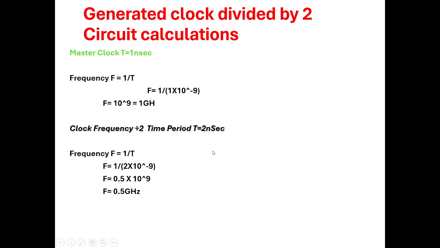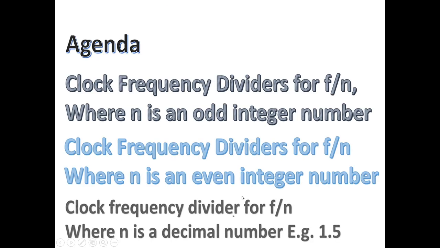So this is a simple example, taking f equal to 1 by T. Say the total master clock period is 1 nanosecond. So frequency equals 1 by 10 power minus 9, so 10 power 9 means 1 gigahertz. Frequency divided by 2 means f equals 1 by 2 into 10 power minus 9, which is 0.5 into 10 power 9, so you are getting 0.5 gigahertz. This circuit is acting as a frequency divider circuit.